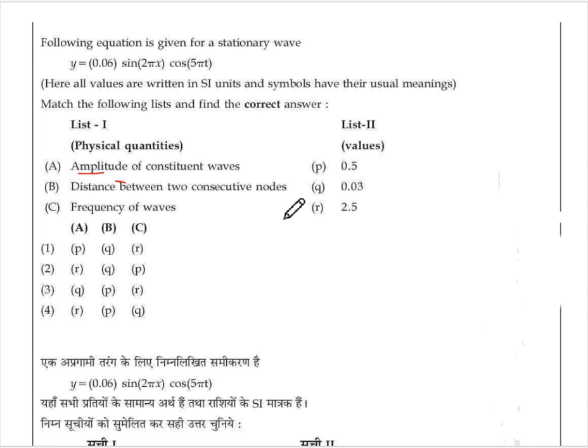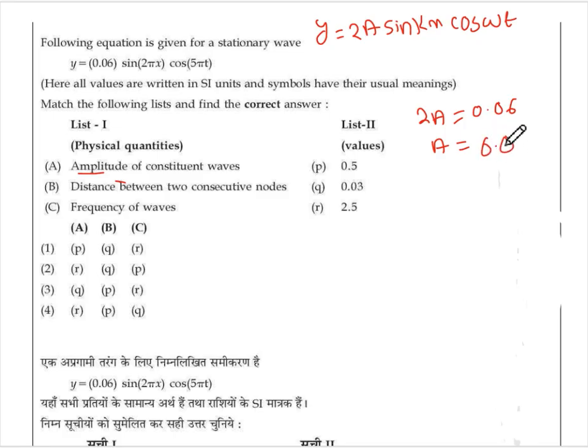Generally our equation is written in the form y equal to 2a sine kx into cos omega t. So now we just compare. Here 2a will become 0.06, so a, which is the amplitude, will become 0.03. So the first part is covered, the amplitude will become 0.03.